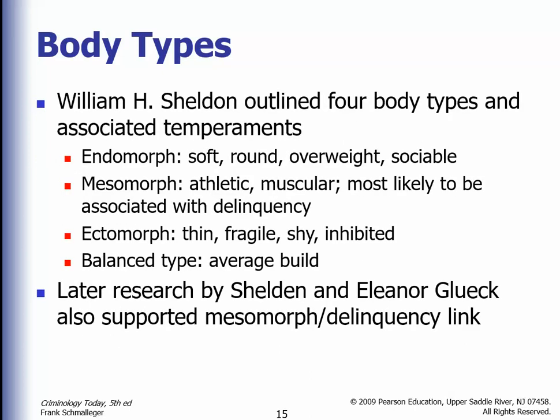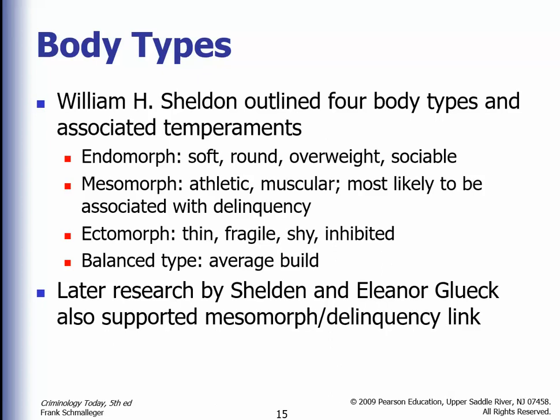Sheldon, you might hear this name on the final, because there's a question about which person is not part of the Chicago School. The Chicago School is a sociological school with regard to criminology, and Sheldon is not one of those. He's a constitutionalist. Sheldon believed that, again, body types. You see, Sheldon had four body types. The endomorph, being the soft, round, overweight, and sociable. Mesomorph, athletic, muscular, most likely to be associated with delinquency or crime. Ectomorph, thin, fragile, shy, and inhibited. And then your balanced, average-built person.